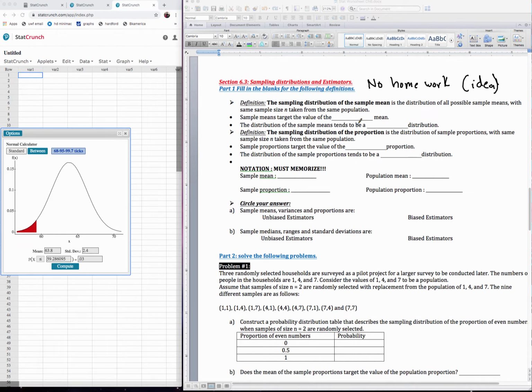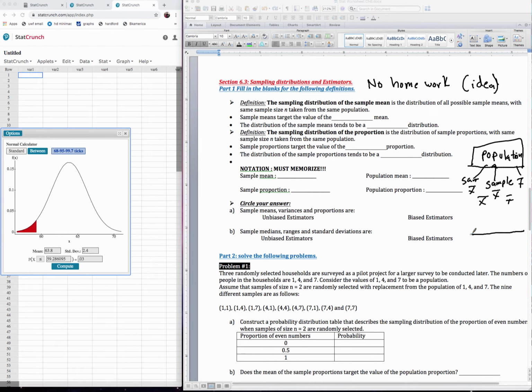It's actually really important. Basically what this is saying is the sampling distribution of the sample mean is the distribution of all possible sample means from a sample size n taking the same population. So if this is your population, you take a sample and you get an average. You take another sample, get another average, and another, and another. All these samples have the same size. These x-bars are not going to be the same.